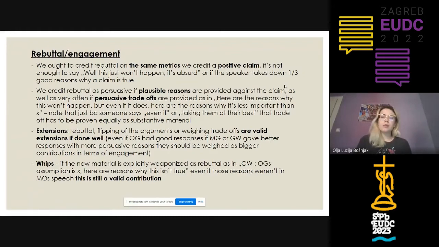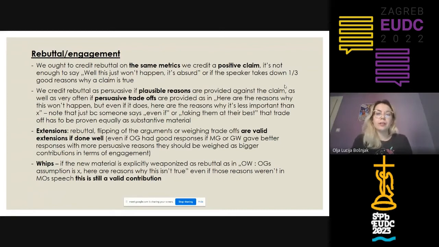OO. If member of government or government whip gave better responses that are stronger or have more persuasive reasons, they should be weighed as solid contributions in terms of engagement, or in this case, bigger or better engagement with opening opposition. But what I meant to say was, it is a valid extension that should be taken into account when weighing the gov bench in this instance, based on, you know, obviously the substantive material.